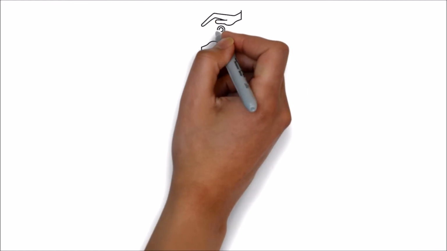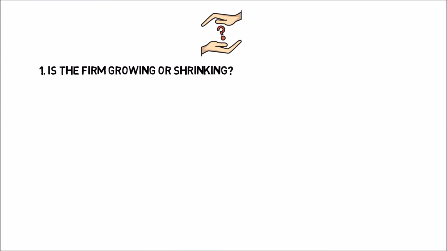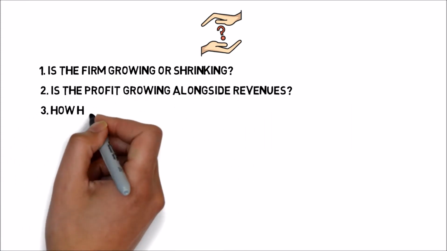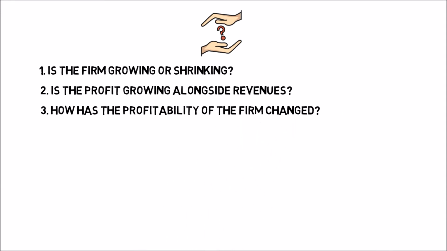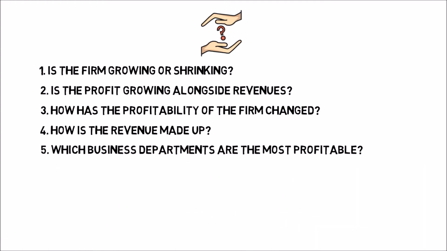You need to ask these questions. 1. Is the firm growing or shrinking? 2. Is the profit growing alongside revenues? 3. How has the profitability of the firm changed? 4. What is the revenue made up of? 5. Which business departments are the most profitable?